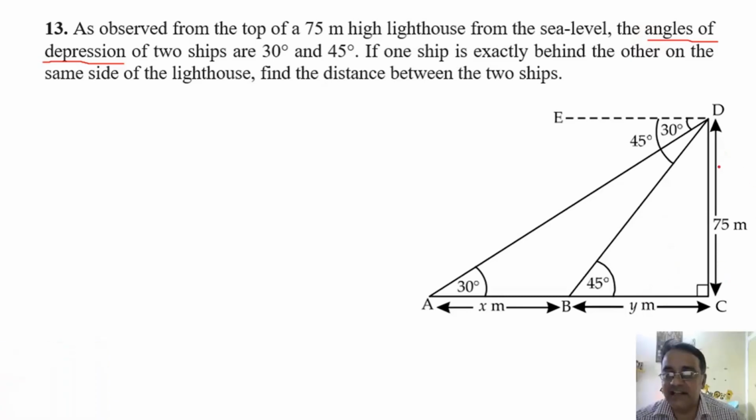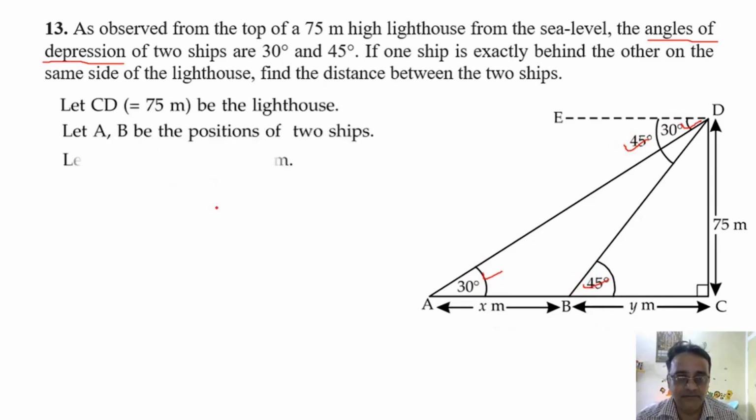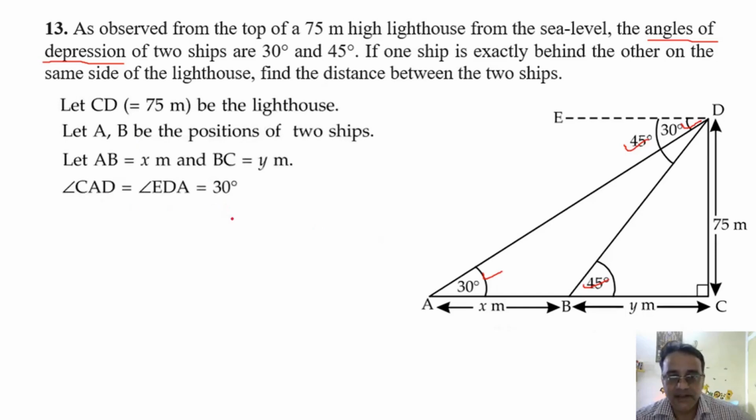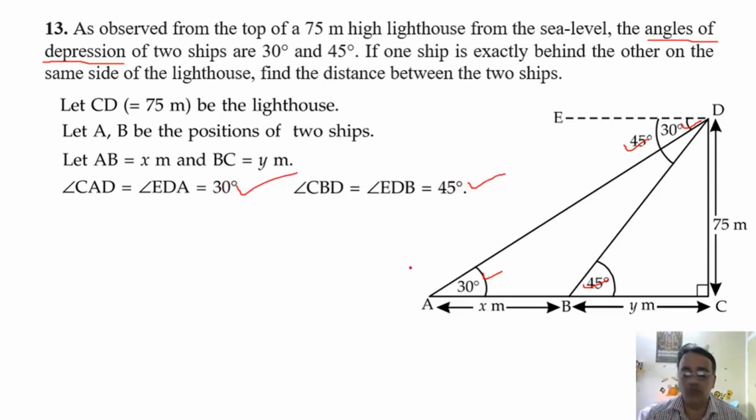So CD is the height of the lighthouse, that is 75 meters, and these two angles are equal. This angle is equal to this angle, alternate interior angles, and this angle is equal to this angle, alternate interior angles. And let AB equal x meters and BC equal y meters. Okay, we have reached this point. Why are these two angles equal? Because of alternate interior angles. Now you try to identify two right triangles.